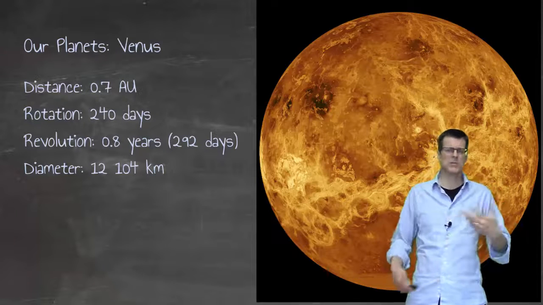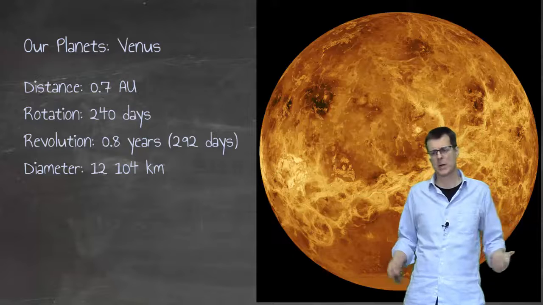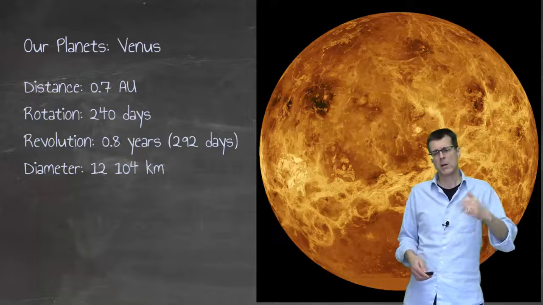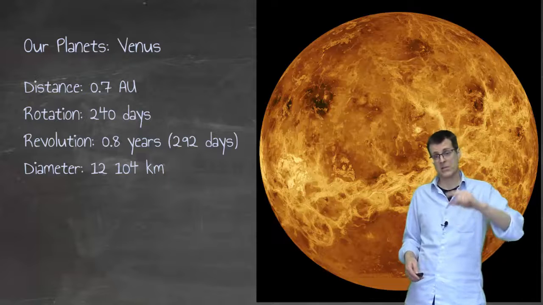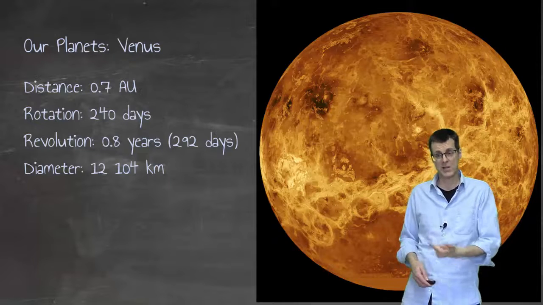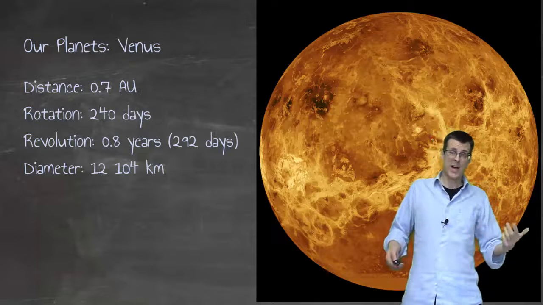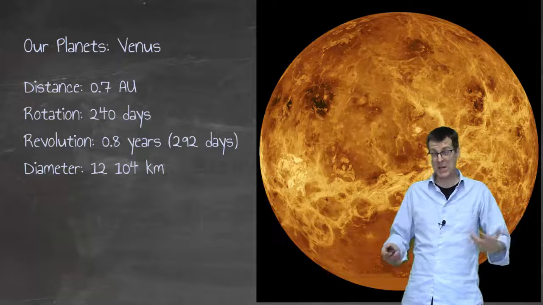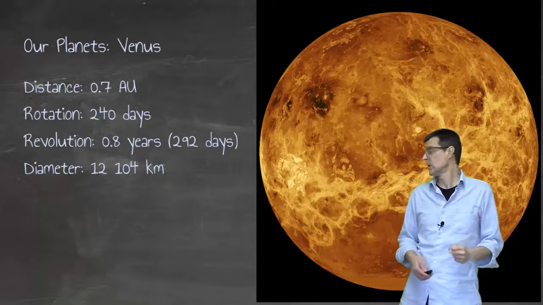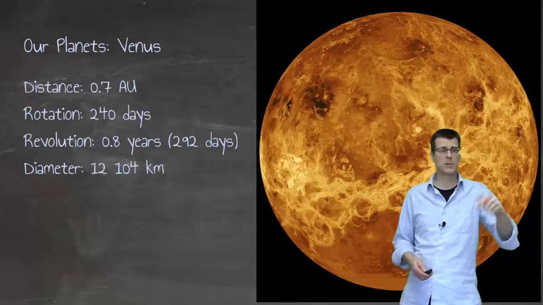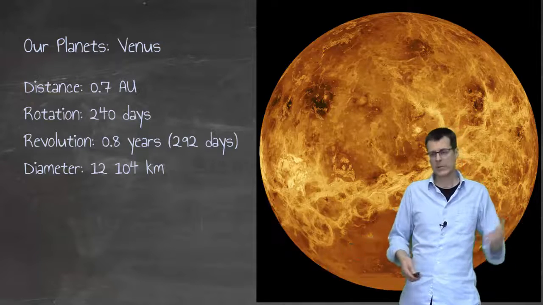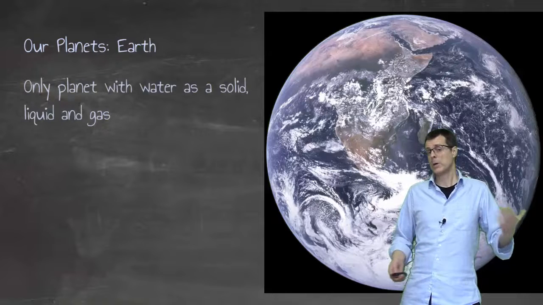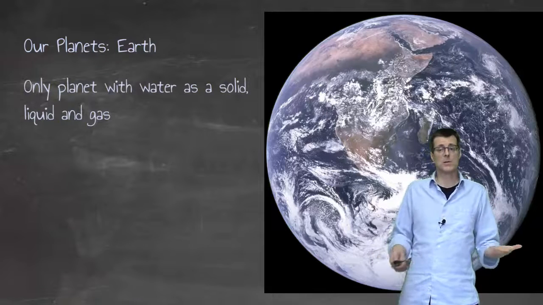In terms of the rotation, revolution, diameter, those are the numbers. I'm not going to say too much about them, other than rotation is really, really slow again. From sunrise to sunrise, 240 days, that is about 8 months, give or take. Long time, right? Sunrise to sunrise. Earth, well, what are you going to say about Earth that you don't already know?